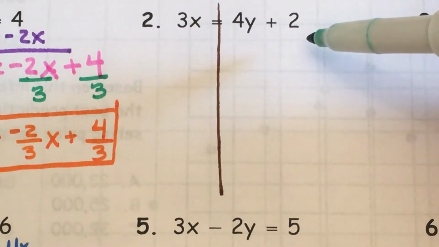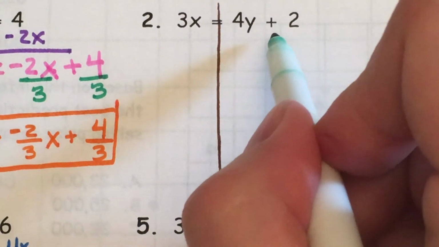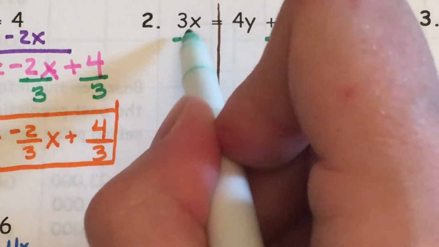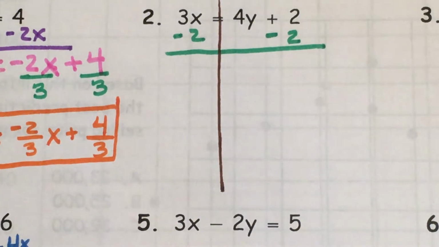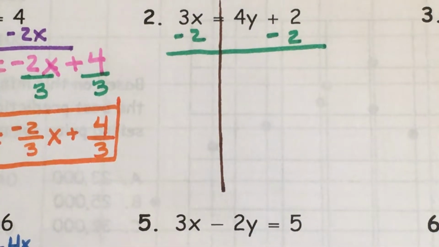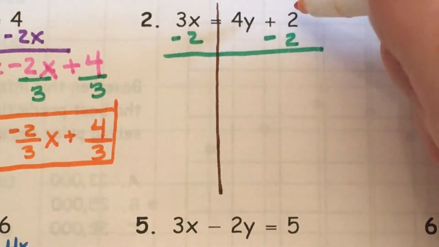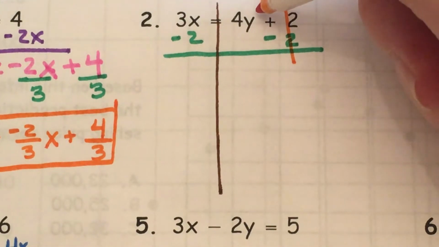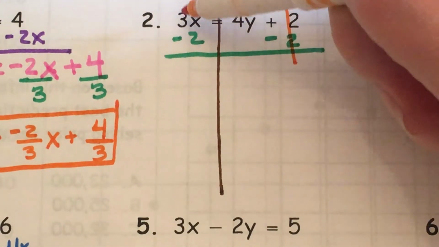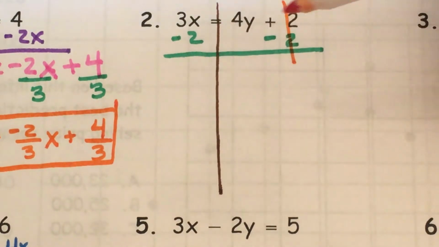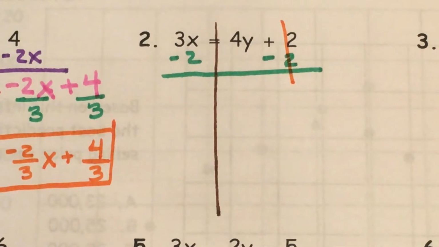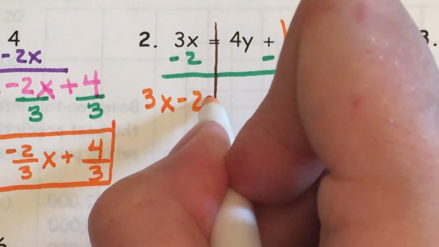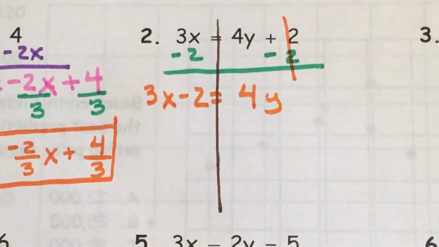I hope you're starting to see a pattern. So this 2 is currently adding. To get rid of it, we subtract 2 on both sides. That's right. So now the 2's have canceled out on the right side of the river because I'm getting y alone. Do we subtract 3 minus 2 and just say 1? No, we don't do that because there's a variable involved. 3x minus 2 equals 4y.